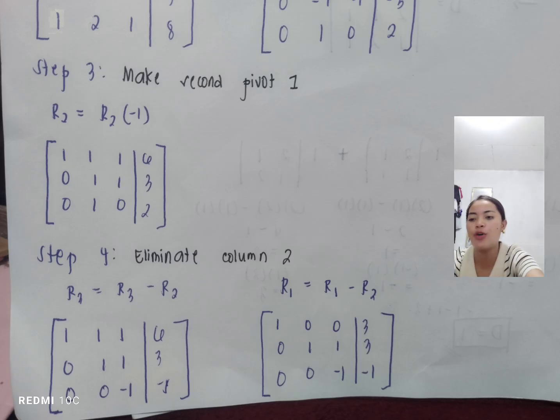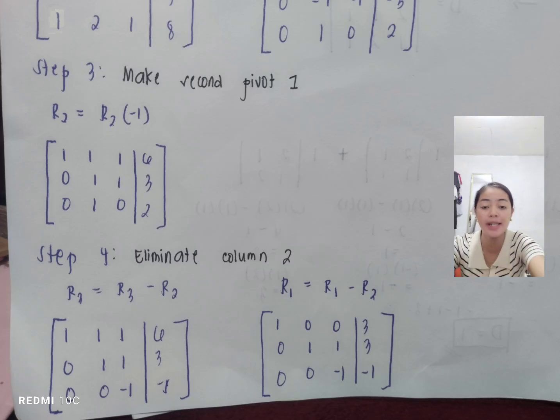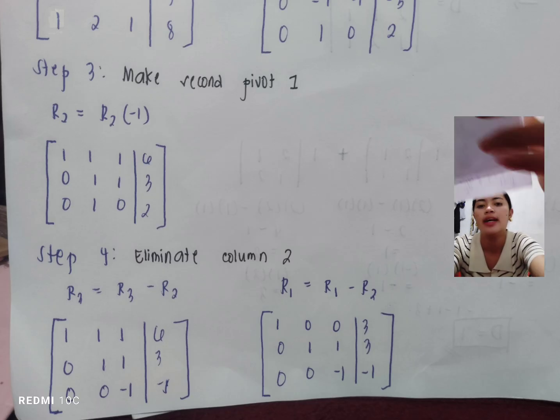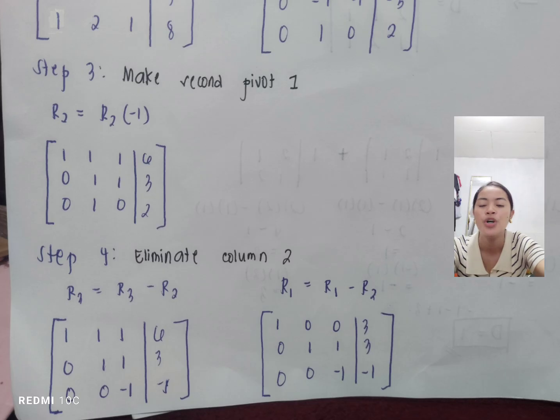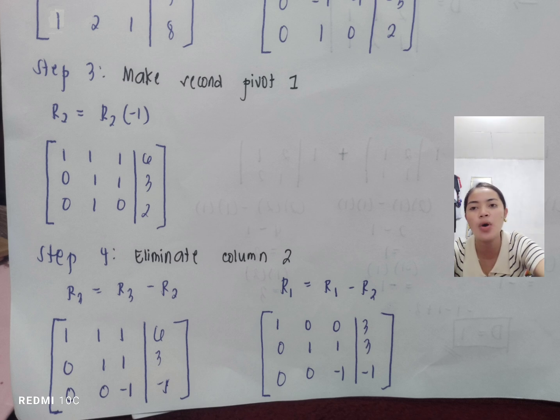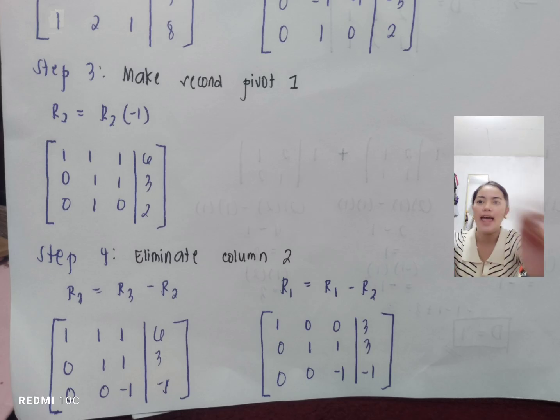Next, step 4, is to eliminate column 2. In order for us to eliminate column 2, we need to subtract row 2 from row 3. So row 3 minus row 2 is this. Now, we have 1 1 1 6, 0 1 1 3, and 0 0 negative 1 negative 1. Okay? And next, to get row 1, we need to deduct row 2 from row 1. So this is our final answer.